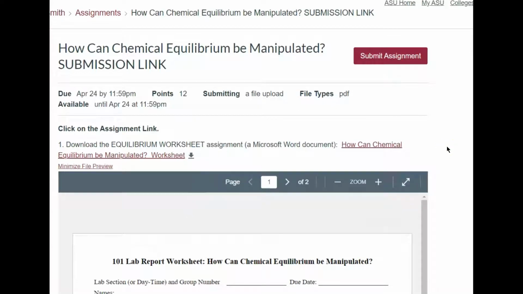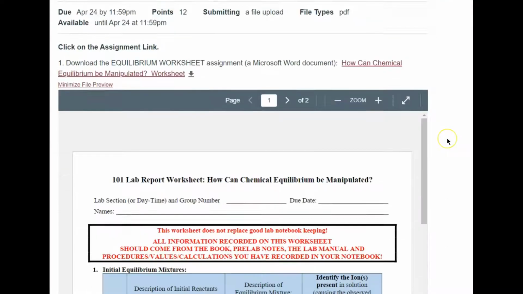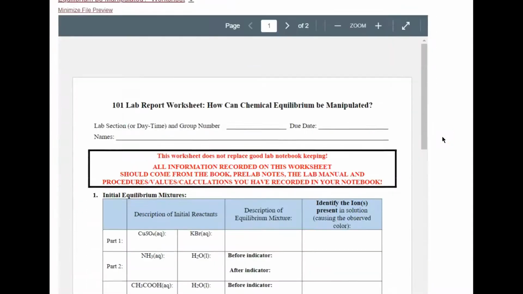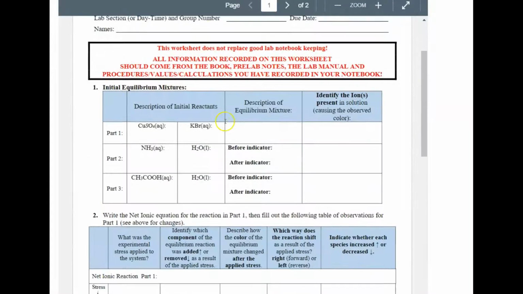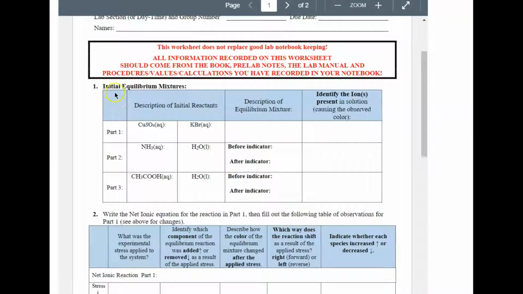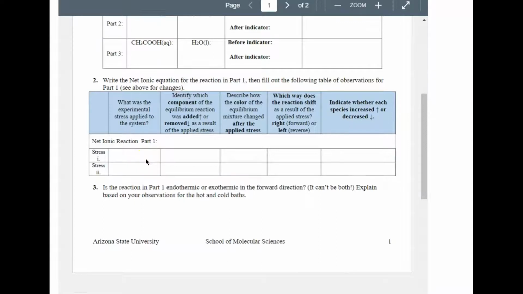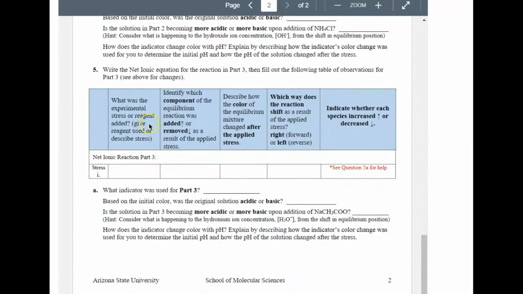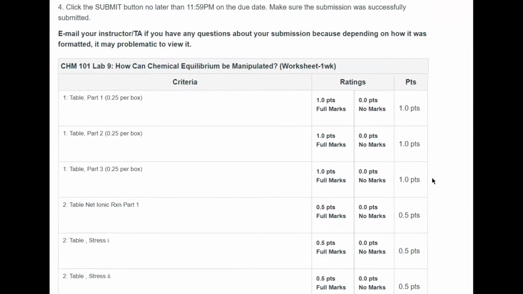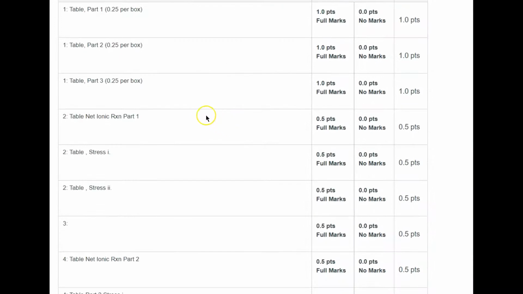So here I am on your Canvas page to show you the worksheet for the Chemical Equilibrium Lab and also the rubric. So this is the submission link for the worksheet, which will contain the worksheet. In this first question, you're looking at, for all 3 parts, the initial equilibrium mixtures. And then there's a series of questions asking you for the net ionic reaction and the stress and which way the reaction shifted when you added a stress. And there's also some additional questions for each part to answer. And also down here we have the rubric of the points per question.